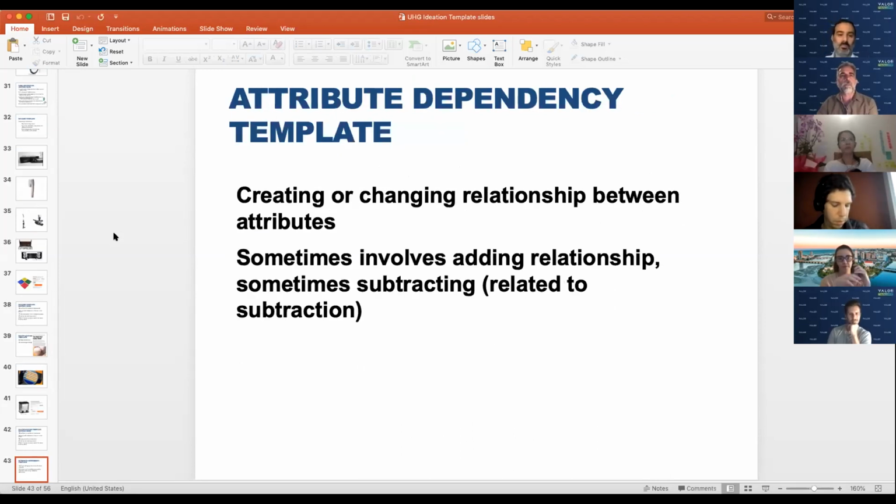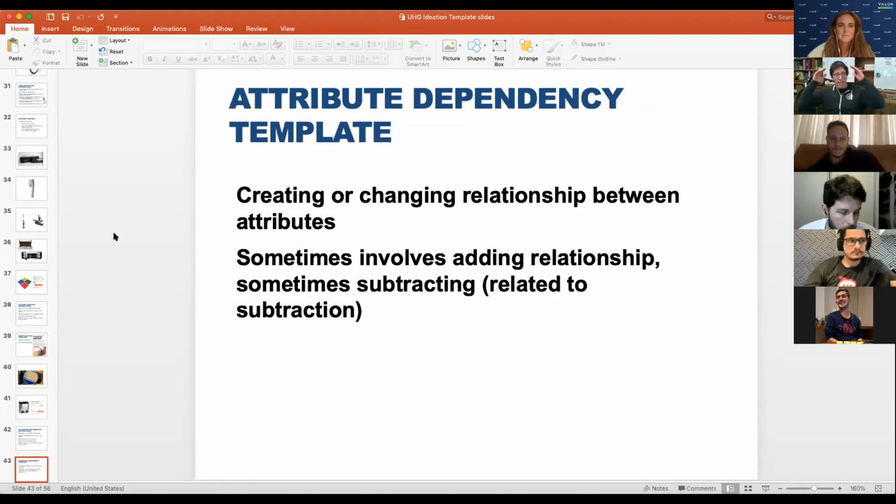Okay, last template in the last 6 minutes that I have. We'll see how it works. Products have attributes, okay? And markets have attributes. And those attributes sometimes are related to each other and sometimes are unrelated to each other. What we do in attribute dependency is we either add relationships or remove relationships. And in that way, it's kind of related to subtraction. What do I mean?